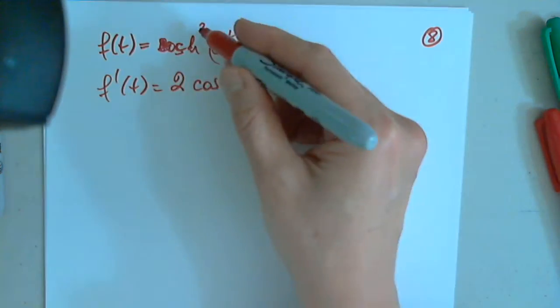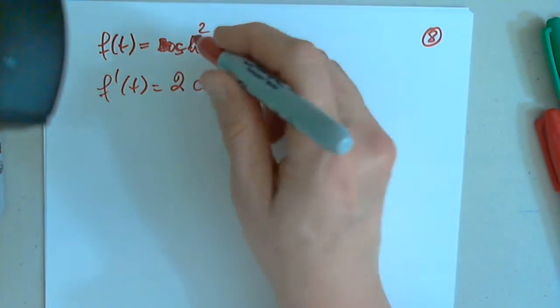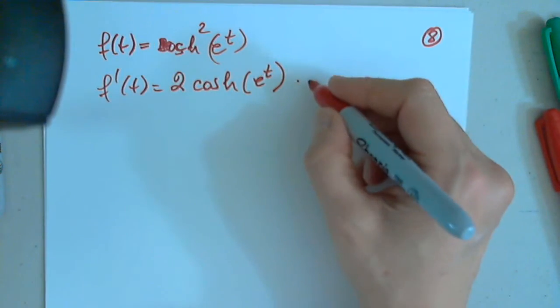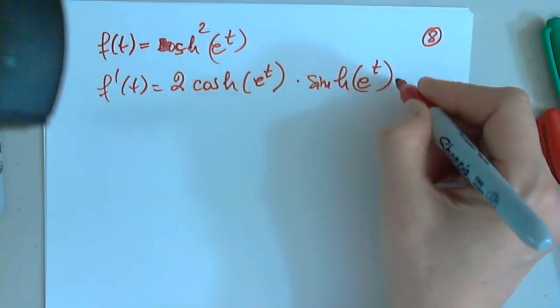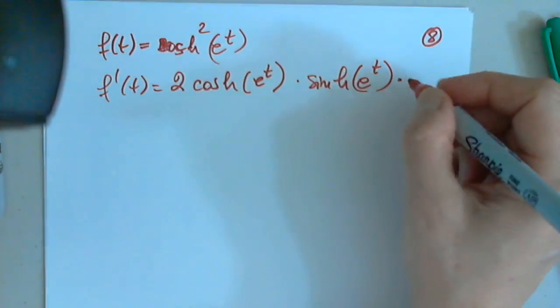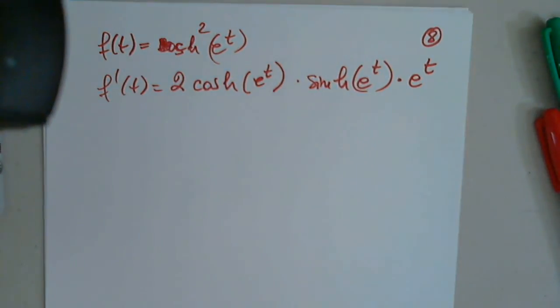I have to subtract 1 from the power. I did already. Times hyperbolic cosine prime, which is hyperbolic sine of e to t, times the inner function prime, which is e to t. And yes, we can rearrange the order, but it's not going to make any difference. Any questions?